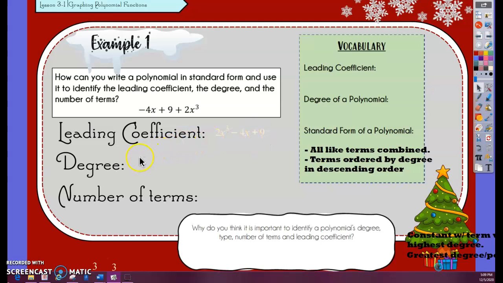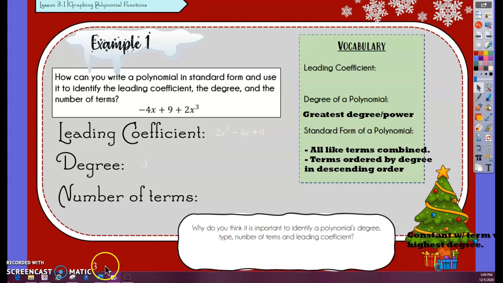We might ask, what is the degree of that? Well, the degree is actually the greatest degree or power. That's what we call the degree of a polynomial. So this degree is going to be 3 because the highest power we see, and now it's up front when we wrote it in standard form, is 3.